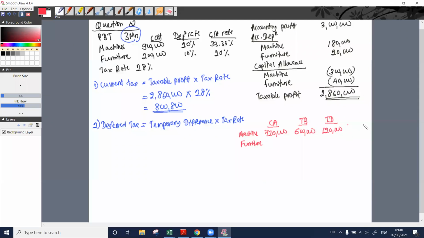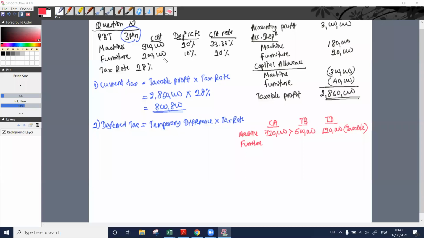Is it a taxable temporary difference or deductible temporary difference? By comparing these two figures, which has the greater value? Carrying amount is greater than tax base. Therefore, this is a taxable temporary difference. It means we may have to incur an expense in the current year in terms of machineries, right? Yes, taxable temporary difference.